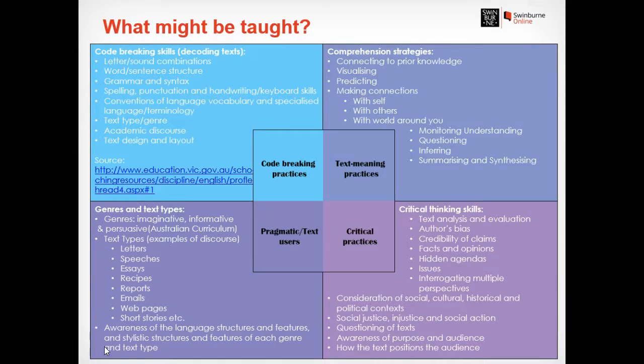It includes analysis and evaluation, looking for things such as author's bias, questioning the validity or even the credibility of the claims made in the text, distinguishing between facts and opinions, identifying hidden agendas, exploring issues and interrogating these things from multiple perspectives. So understanding the perspectives of different stakeholders or different individuals presented within the text or in broader society. It's considering the social, cultural, historical and political context of the texts. It's raising questions about social inequality and encouraging social action where it's warranted.